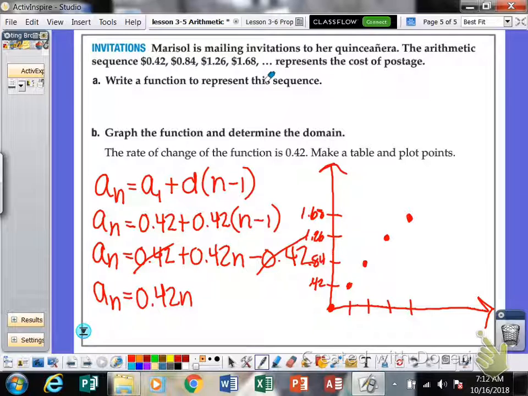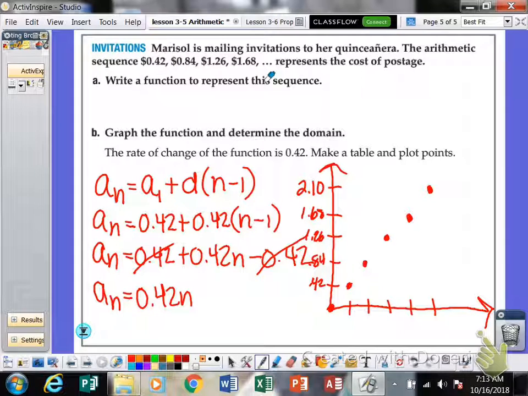I can keep going. If I wanted to mail a 5th package, I would just substitute it in and take 5 times 0.42. That's 2.10, I believe. Yeah, it's about 2.10. So there would be our graph for that.